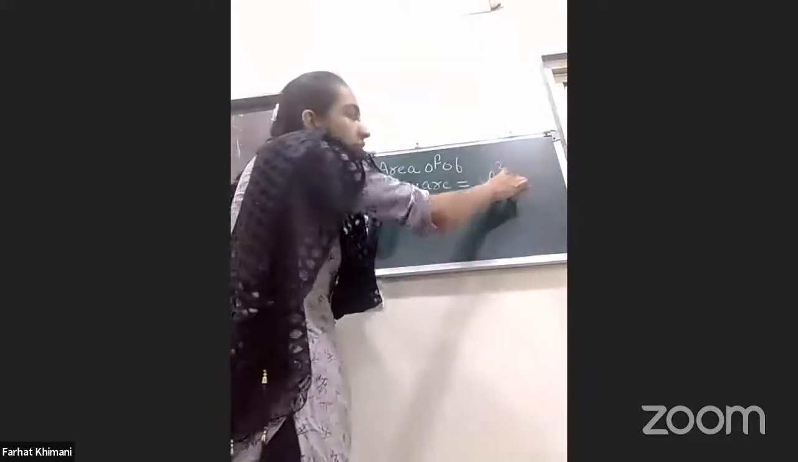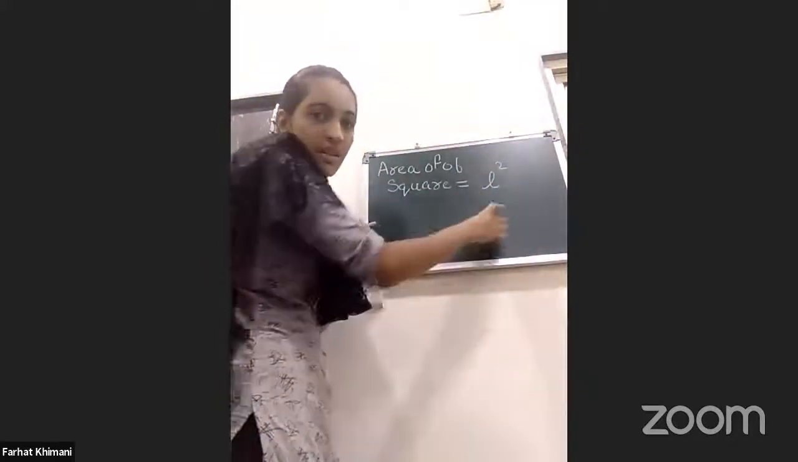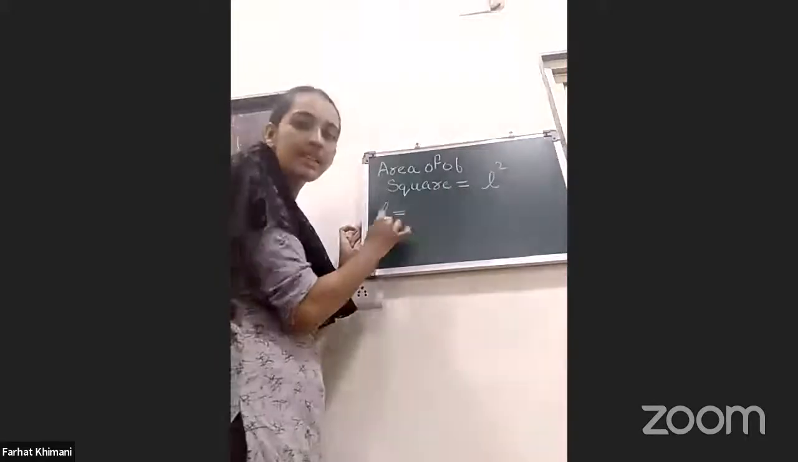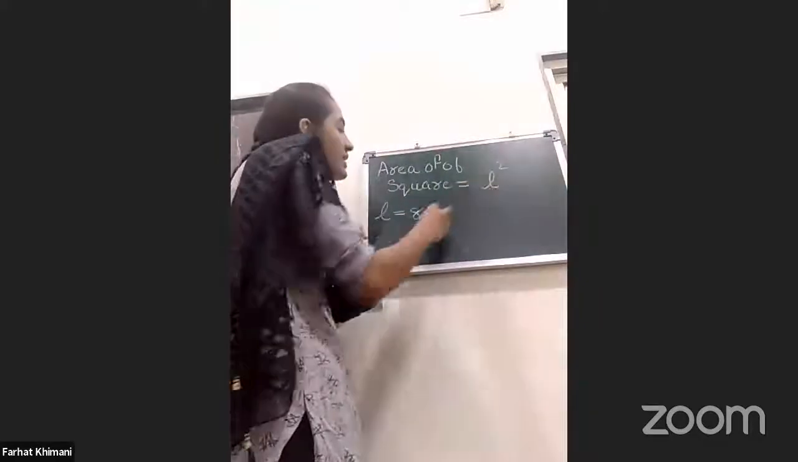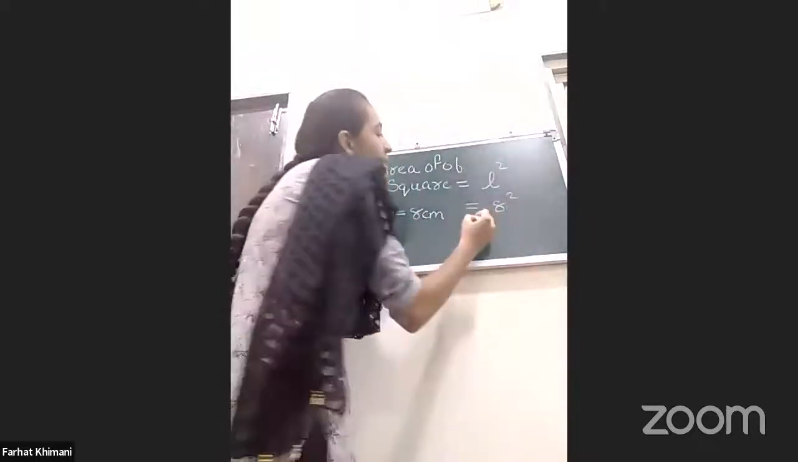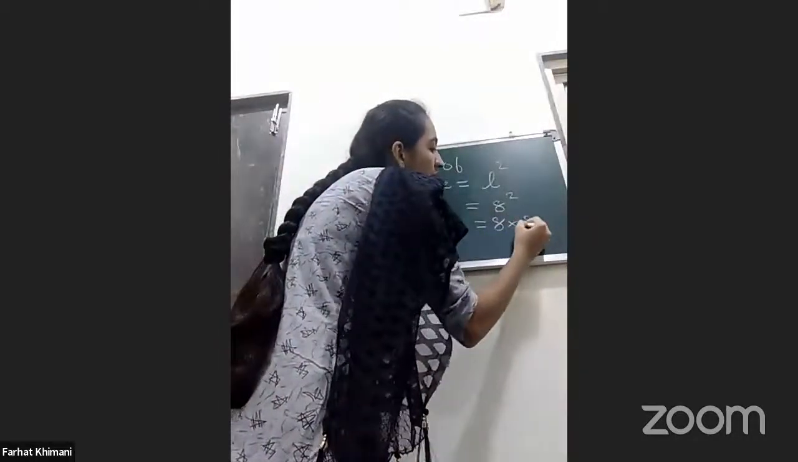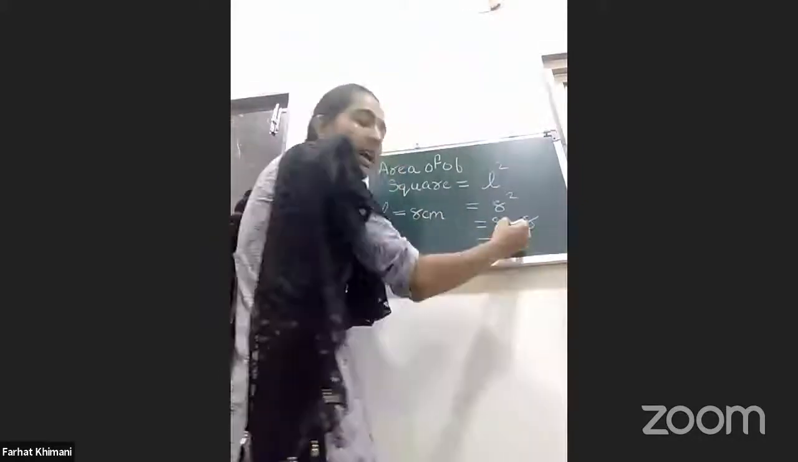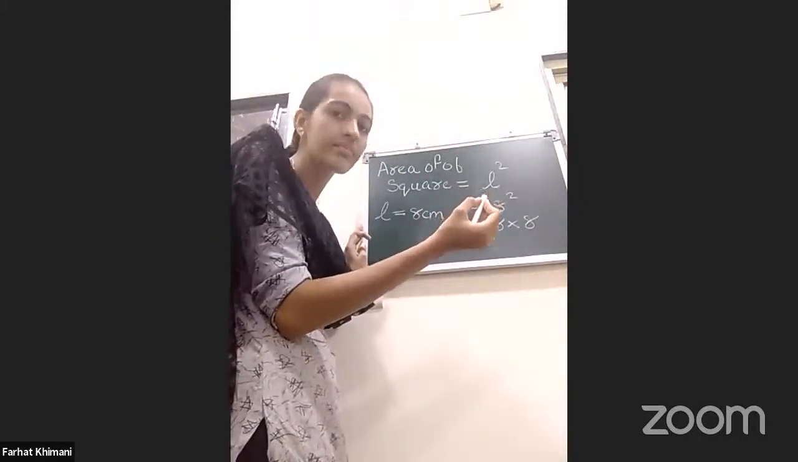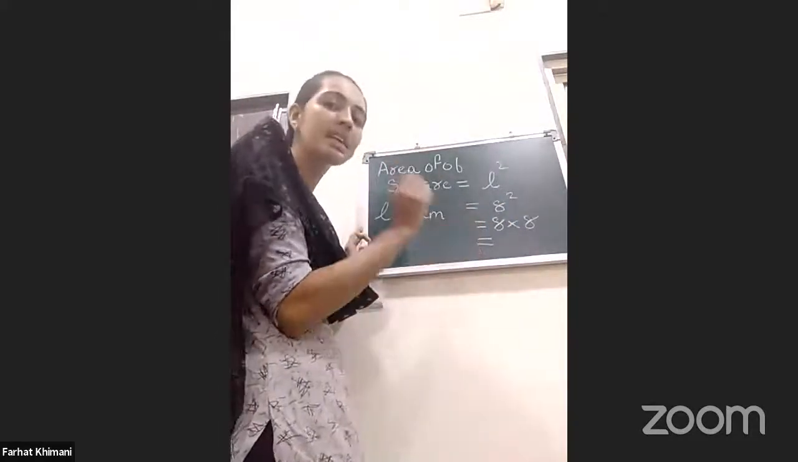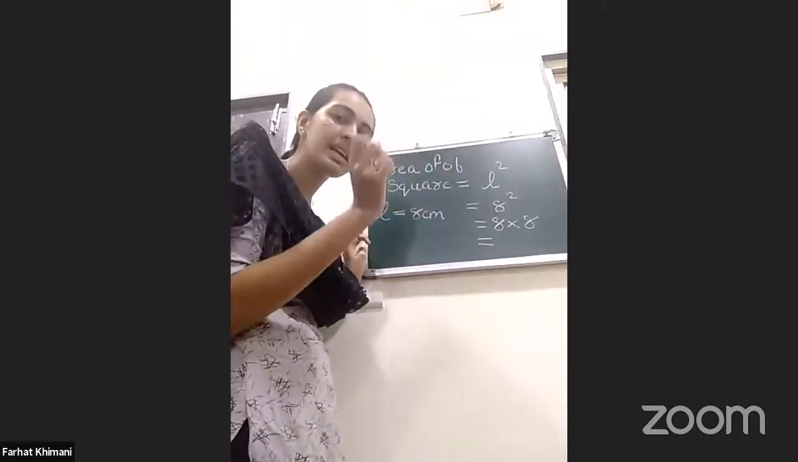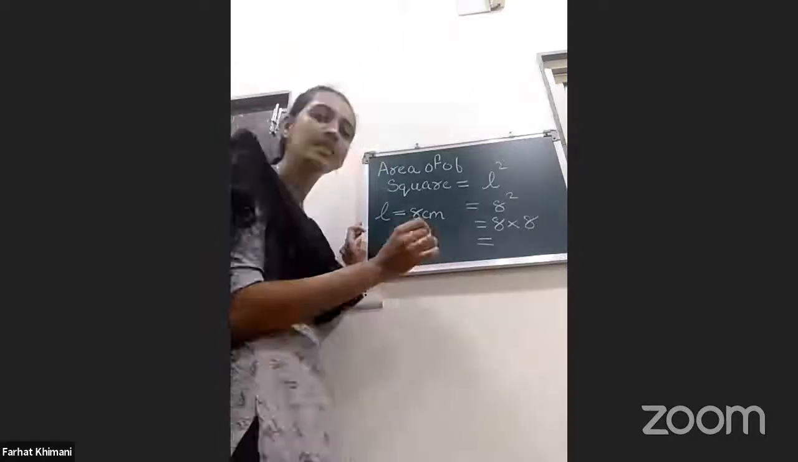Area of a square is L square. So let me say that we have a square with a length of 8 centimeter. What will be the area of the square with 8 centimeter length? That is 8 square. 8 square means 8 into 8. 8 8s are 8 multiplied by 8, not 2 into 8. That is 64.